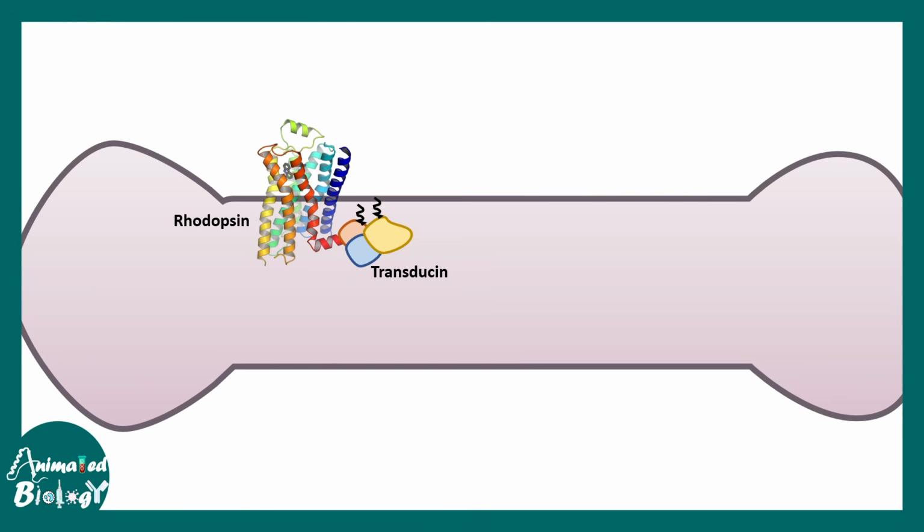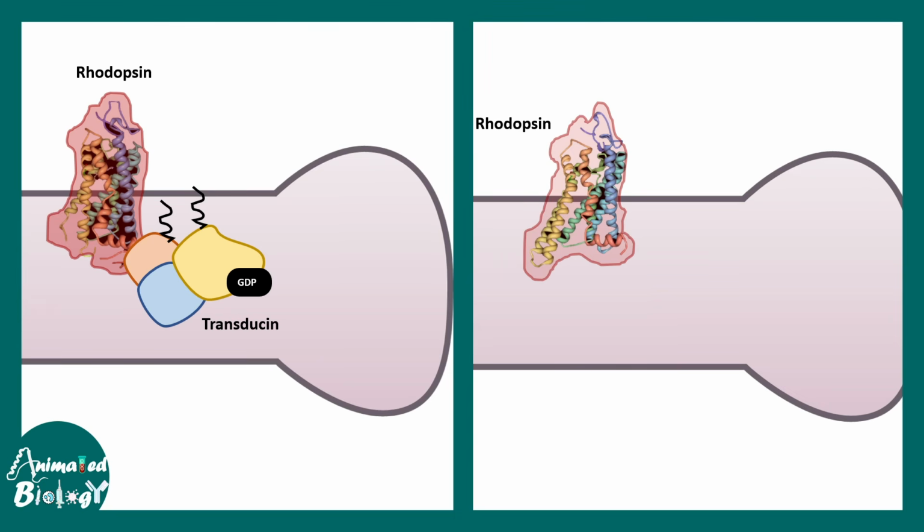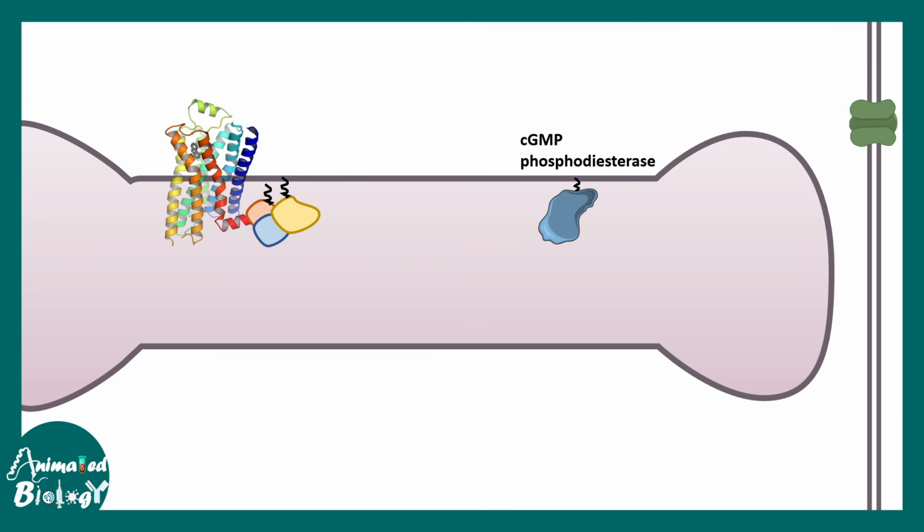Now rhodopsin transduces the G protein coupled receptor signaling with a G protein known as transducin. Now transducin in its activated state exchanges GDP with GTP. Now the GTP bound transducin can activate the enzyme cyclic GMP phosphodiesterase. So we had a mental picture that always in a signaling pathway cyclic AMP or cyclic GMP has to be generated.